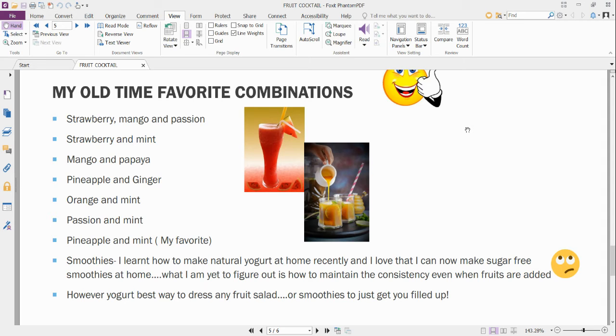Then something that I learned late last year, how to make natural yogurt. So I'll be sharing that with you. I know it's not something to do with the fruits and vegetables, but I know it's quite good because yogurt is one of the things that are used in terms of fruit salad dressing. So if you can make your own natural yogurt even better, you have control over the type of milk you're using.